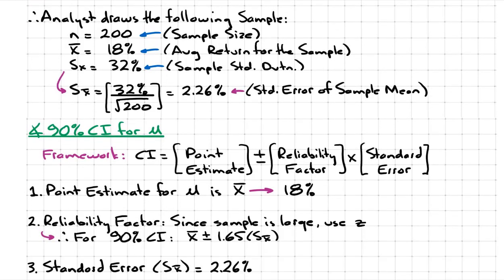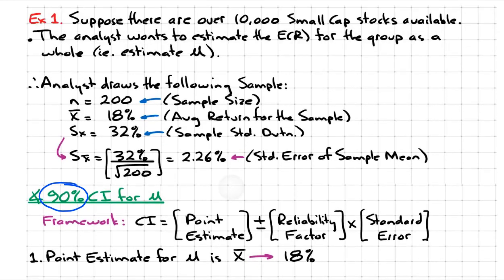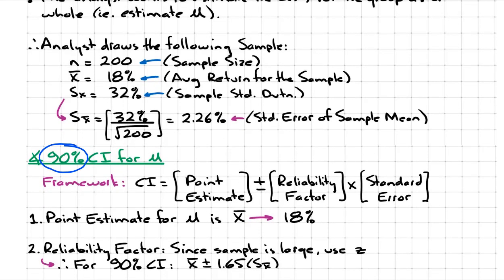So now let's look at the framework for confidence interval, and we're assuming that we want to construct a 90% confidence interval, and the way to read that is as follows. We want to construct a range within which we are 90% certain that the true population average lies within.